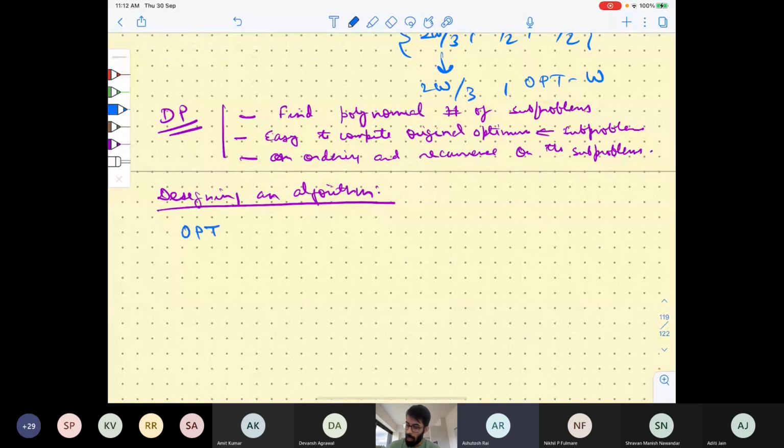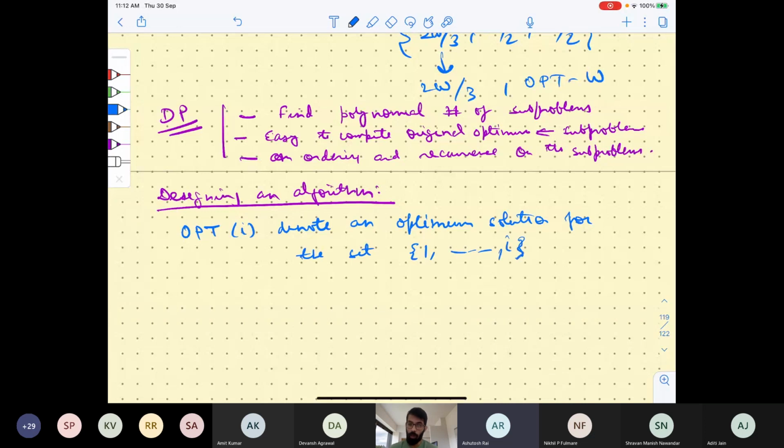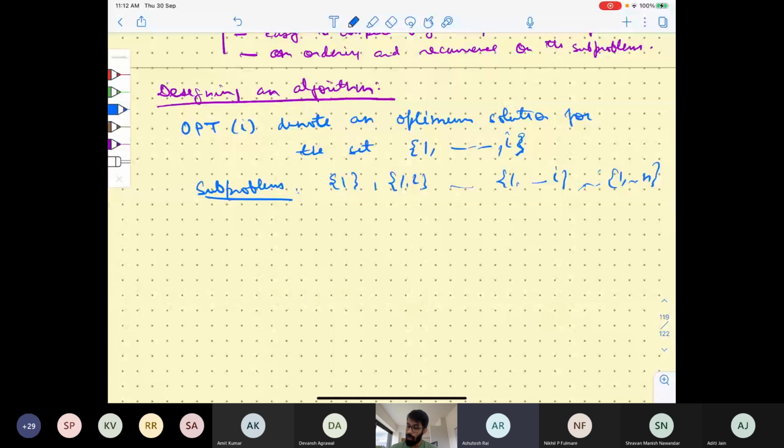So again, let OPT(i) denote the optimum solution, or an optimum solution, for the set 1 to i, because these are going to be our smaller subproblems. So the subproblems we are looking at are 1, 1 to 2, and so on, 1 to i, finally 1 to n. Suppose these are the subproblems we are looking at. Okay, good. And OPT(i) is an optimum solution to the ith such subproblem.